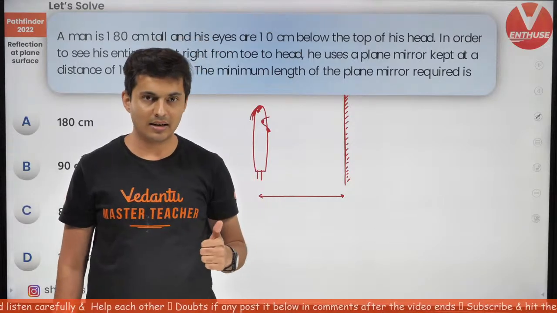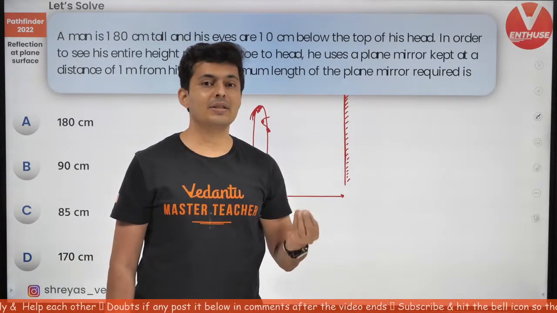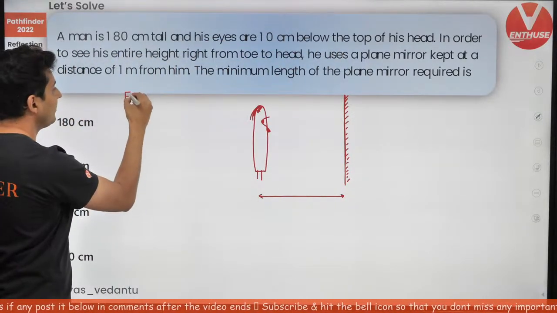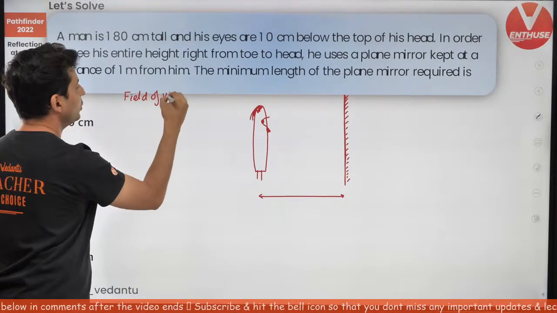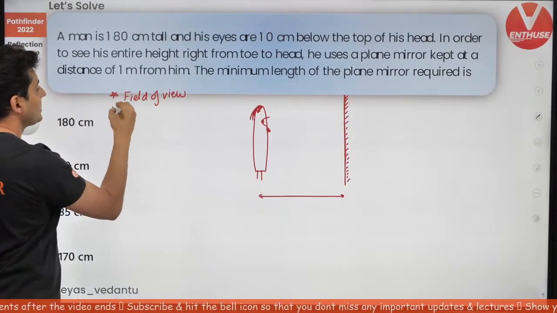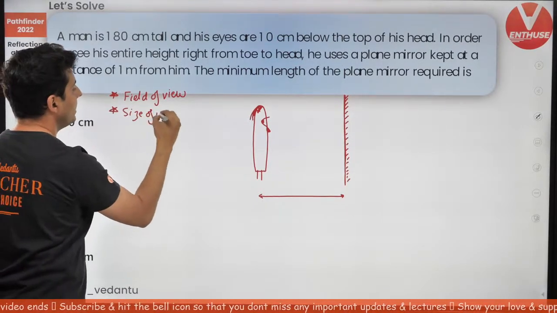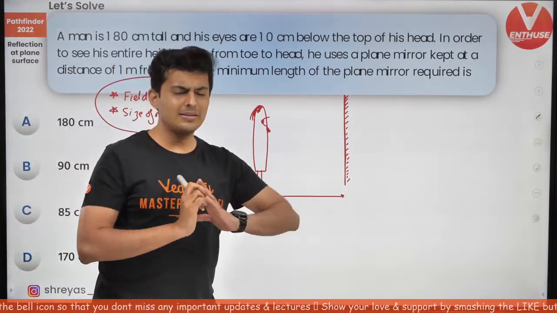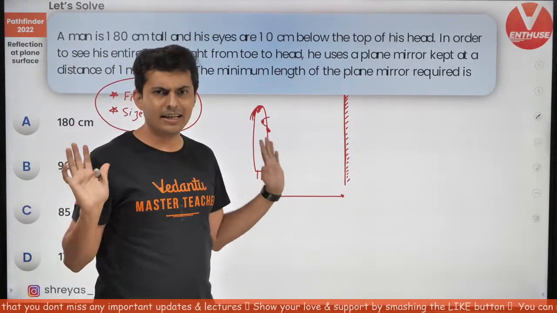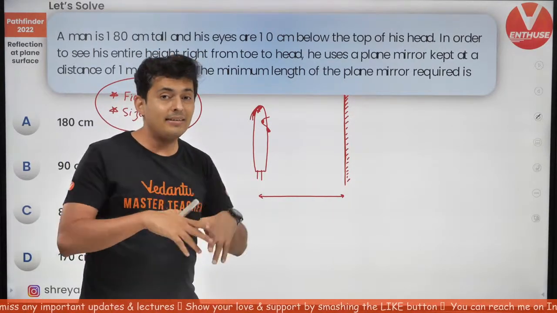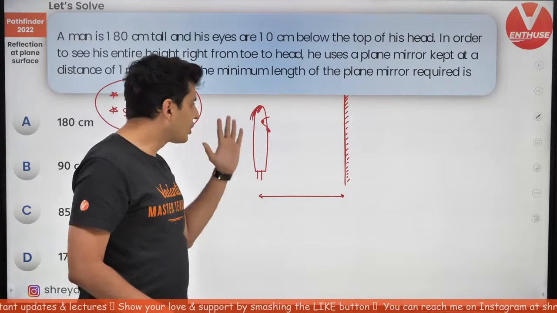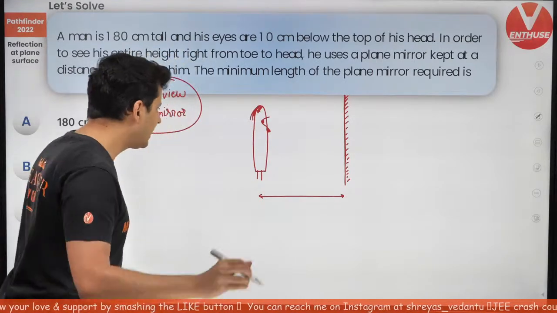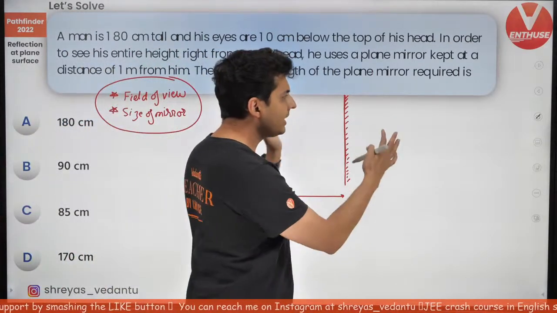Whenever you see questions where field of view or the size of the mirror is involved, these kind of questions are very similar. All you need to do is draw that mirror as much as needed, and then forget that the mirror exists by drawing the image. Draw the image as if the mirror is not at all there, and then visualize everything forgetting the mirror.